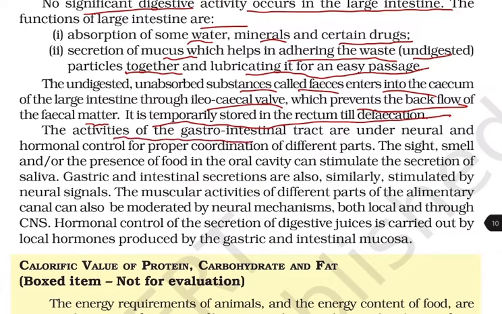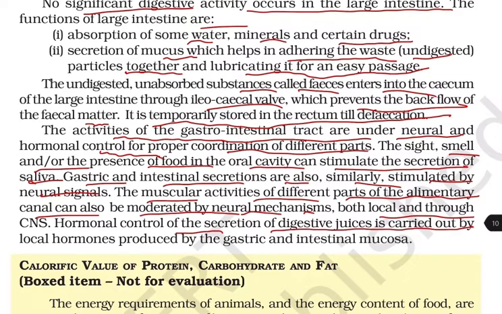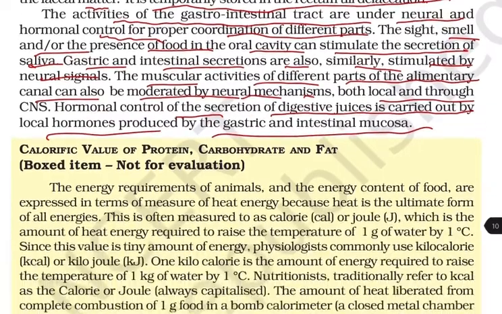defecation. The activities of the gastrointestinal tract are under neural and hormonal control for the proper coordination of the different parts. The sight, the smell, and the presence of food in the oral cavity can stimulate the secretion of saliva. Gastric and intestinal secretions are also similarly stimulated by neural signals. The muscular activities of different parts of the alimentary canal can also be moderated by neural mechanisms, both local and through the CNS. Hormonal control of the secretion of digestive juices is carried out by the local hormones produced by the gastric and intestinal mucosa.